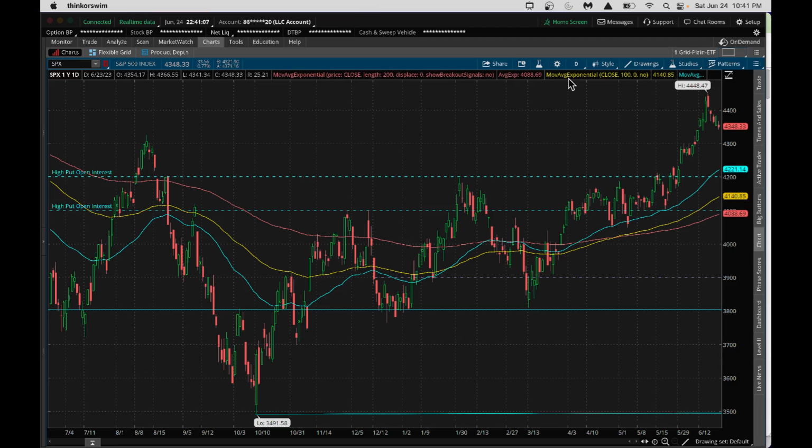In today's segment, we'll take a look at how to make millions with SPX credit spreads. So with that, let's jump in and get started.